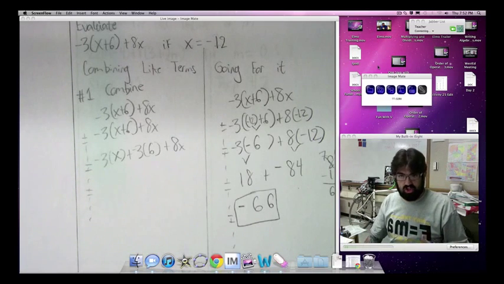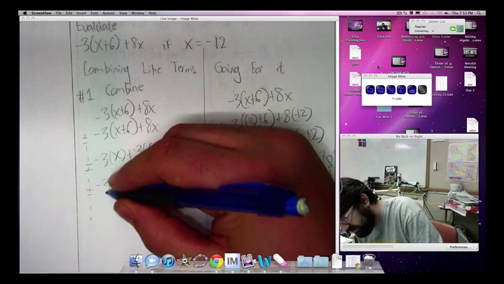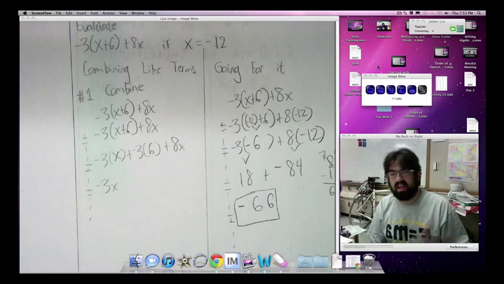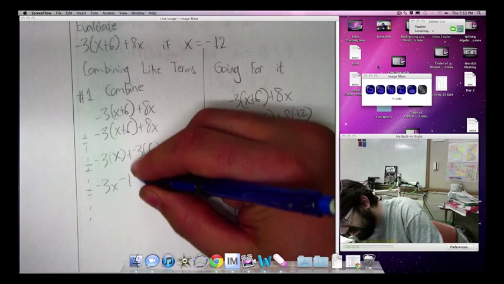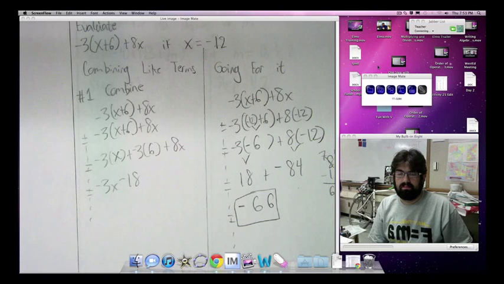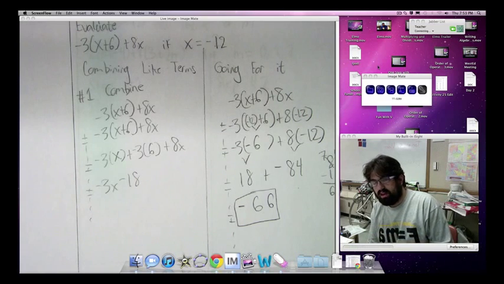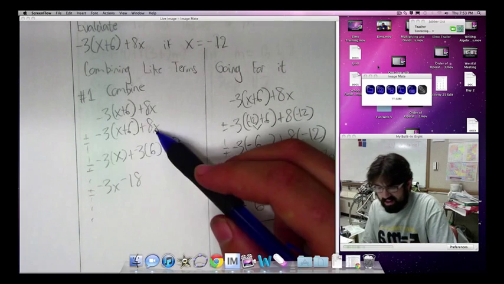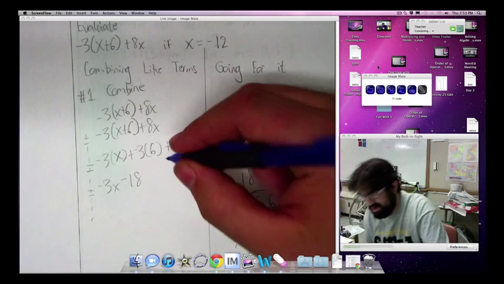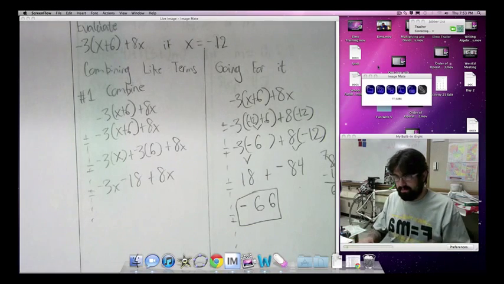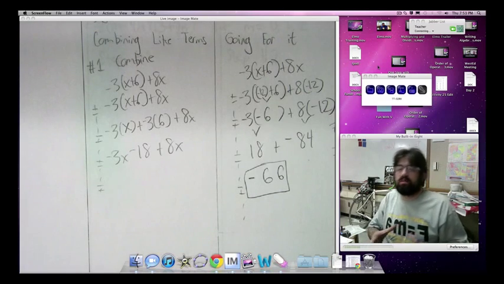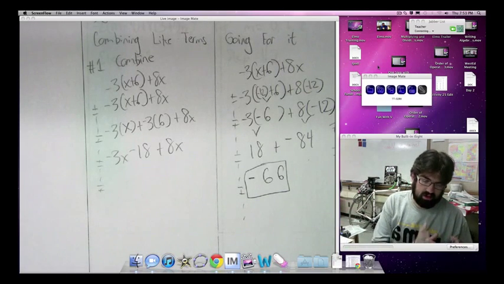Negative 3 times x is just negative 3x. Negative 3 times positive 6 is negative 18. Right? And by the way, look, I was about to say negative 3 times 8x, but there's no negative 3 right there. It doesn't get a negative 3. He just comes on down, hangs out with his buddies. That's my distributing. Now I rearrange: variables in the front, constants in the back.